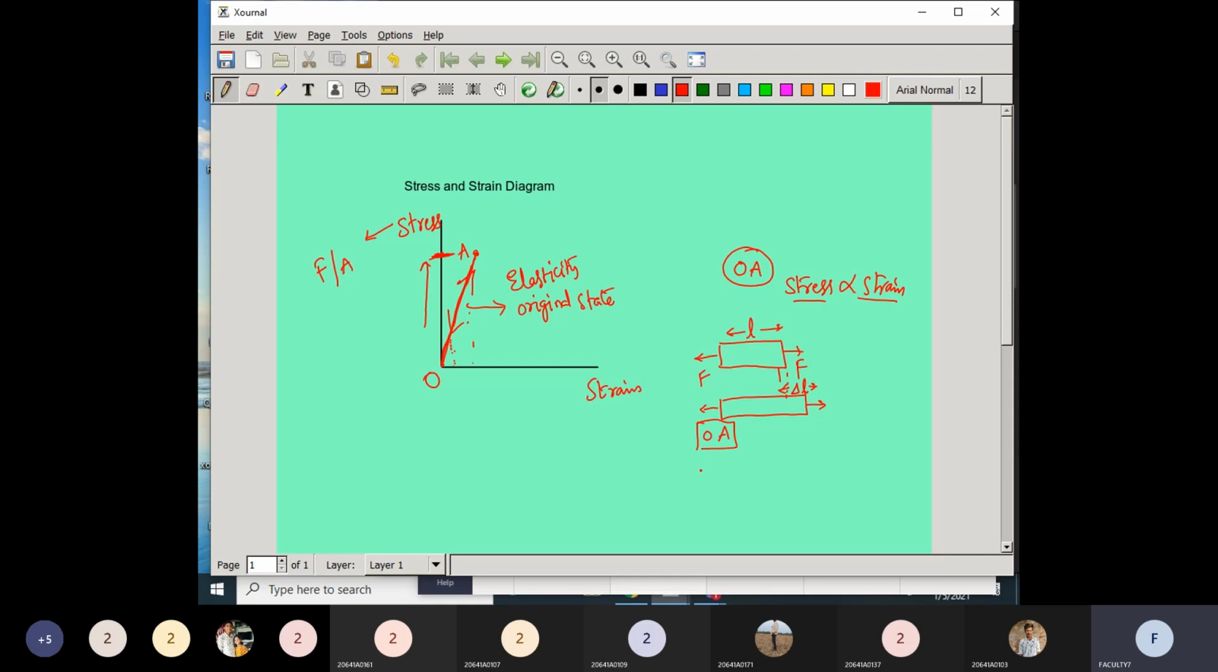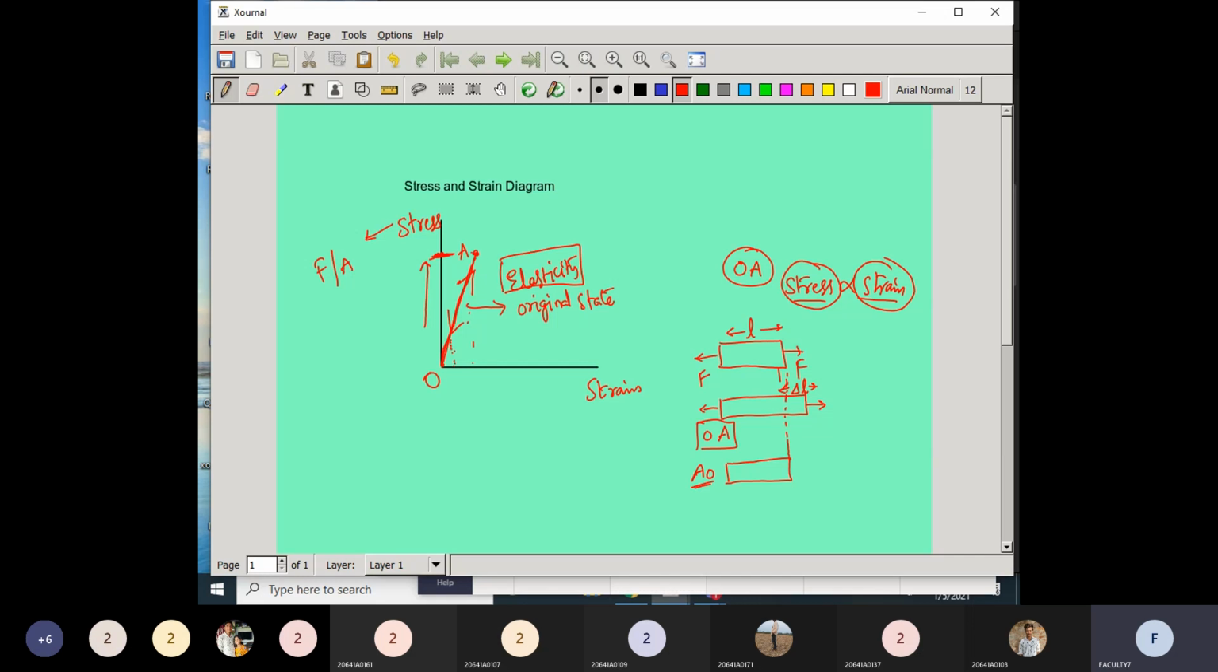Now if you remove the forces, what happens? Again, the substance will reach its original state. That property we consider as the elastic property. So this is at O to A, the reversible process. Between O and A, you have the proportionality between stress and strain, and this particular region is considered the elastic region.